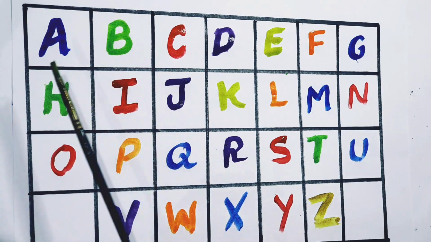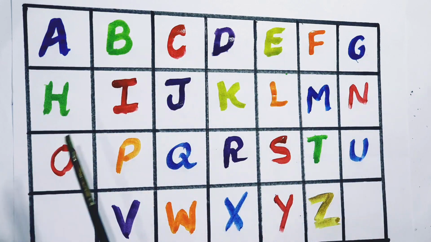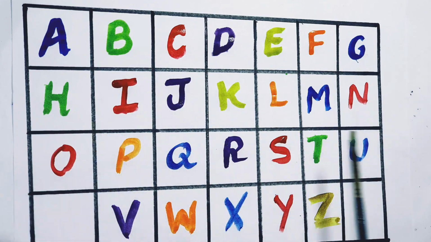We learned A, B, C, D, E, F, G, H, I, J, K, L, M, N, O, P, Q, R, S, T, U, V, W, X, Y, and Z. Now I know my ABC.